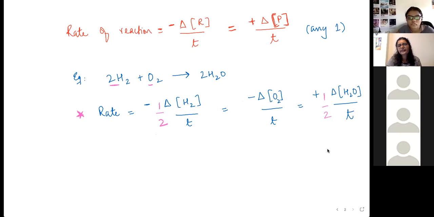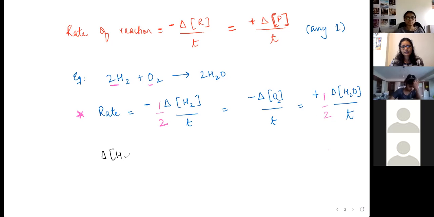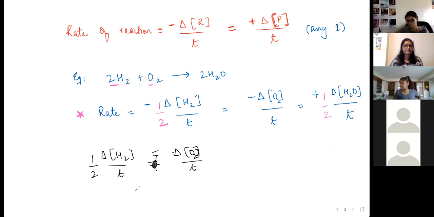Okay, just as an example, I can take random values. It doesn't have to be real. So if the delta H2 happened to be... even if I take numerical values, this equation will hold only if I divide by the stoichiometric coefficient. For this equation, if I just take delta H2 by T, it will not be equal to delta of O2 by T, because you're missing the stoichiometric coefficient. It needs to be half, then it'll be equal to this thing.